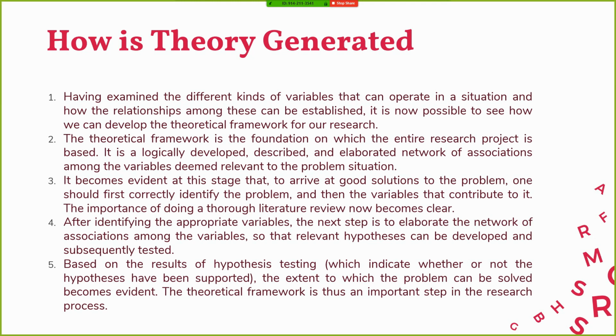Having examined the different kinds of variables that we just did in part 1, that can operate in a situation and how the relationship among these variables can be established, it is now possible to see how we can develop the theoretical framework for our research. So having identified the different variables in our research and how the relationship between these variables is established, now we look into the details of the theoretical framework, how we can develop it for our research.